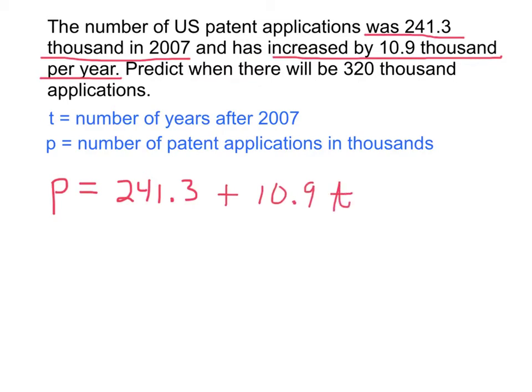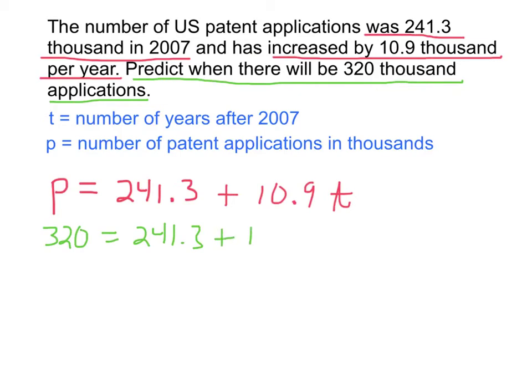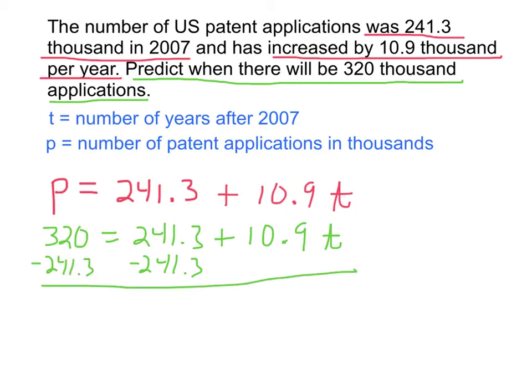Now that we have this model, we can actually make the prediction. We're supposed to predict when there's going to be 320,000 applications. So that 320 would be the number of patent applications, so that would be plugged in for P on the left side of our equation. And then we'd need to do a little algebra and solve that for T. So first we'd subtract 241.3 from both sides of our equation.